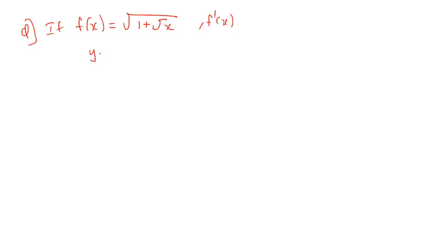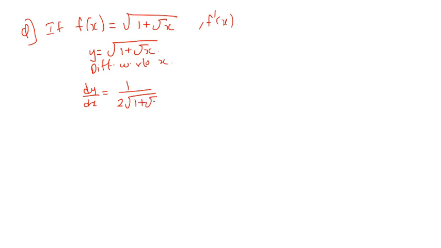So here let y be equal to root of 1 plus root x. Now differentiating with respect to x, dy by dx is equal to 1 by 2 root of 1 plus root x. Now this term again you have to differentiate, into d of 1 plus root x by dx. So next, 1 by 2 root of 1 plus root x as it is, into the differentiation of the constant, which is 0, plus the differentiation of root x, which is 1 by 2 root x.